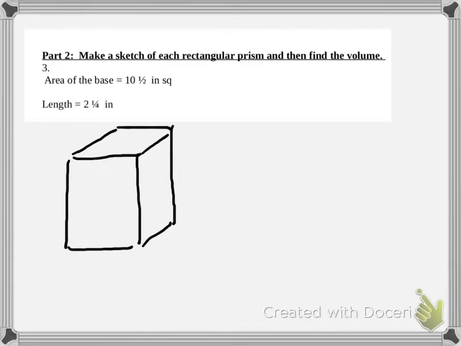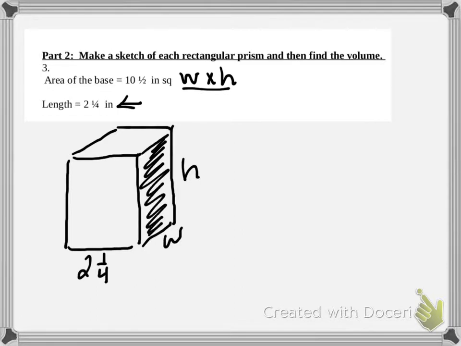So we're told the length is 2 1/4, right? And then we're told the area of the base. The area of the base then means I have multiplied the width and the height together. Since we have the length here, these are the other two dimensions. So my width and the height means I have the area of this shape, this piece, that face right there. So that face is 10.5 inches squared.